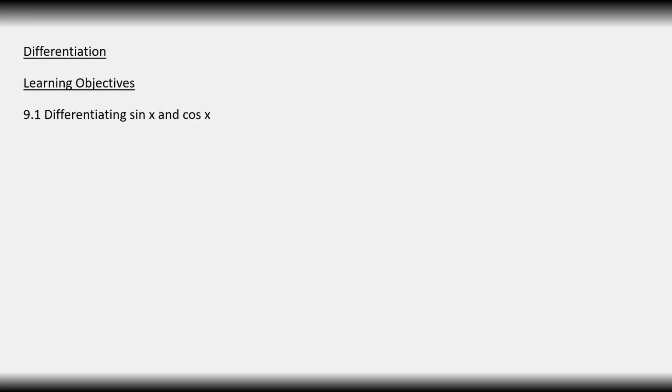So we're looking at differentiation. We're going to be differentiating sine x and cos x. So hit pause, get the heading and lesson objective down. When you're ready, hit play again.